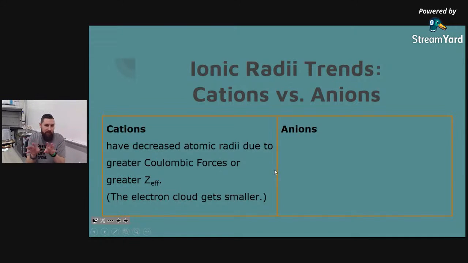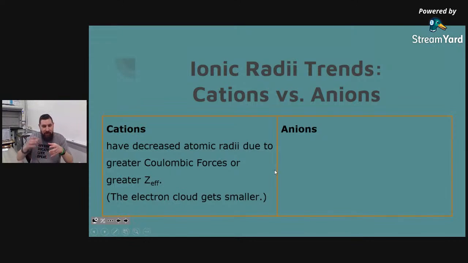In essence, that attractive force is divided unequally between them. For example, if I had 2 protons, 2 electrons, then each proton attracts 1 electron. Well, if I remove an electron, now I've got 2 protons attracting 1 electron. That's a much greater attractive force. So Coulombic forces, or Zeff, increases, and it pulls that electron cloud inward.